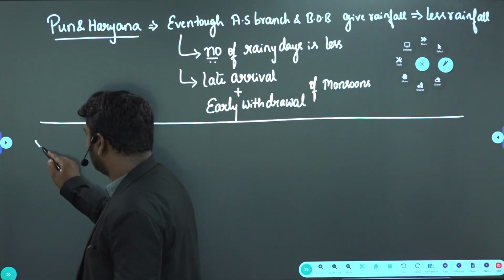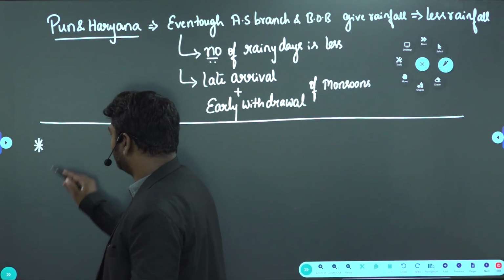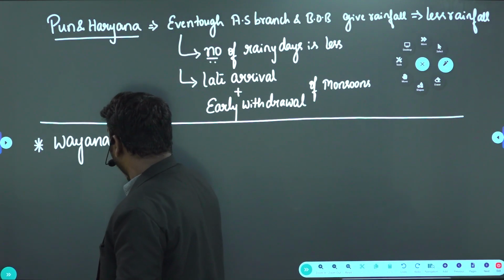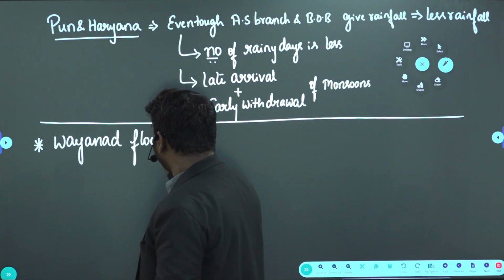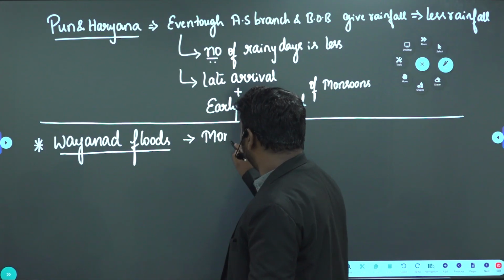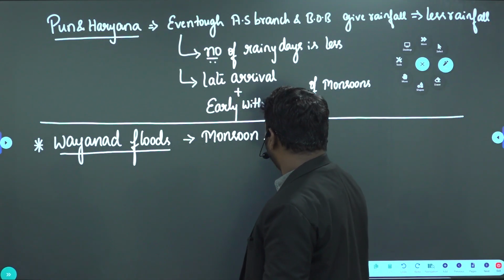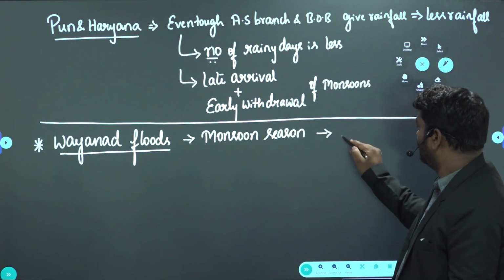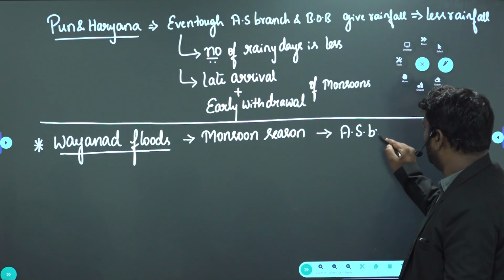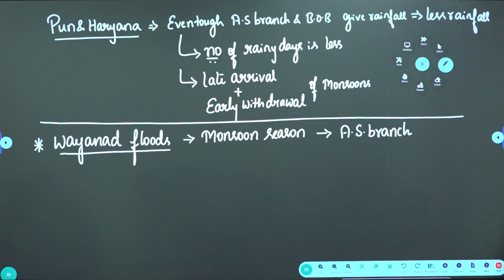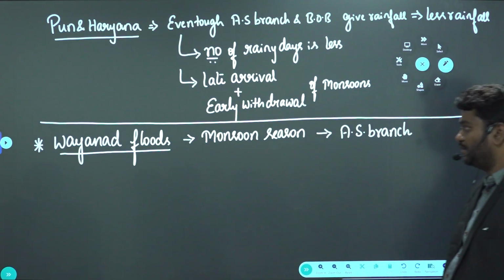Current affairs. Wayanad floods occurred during the monsoon season. The Arabian Sea branch is responsible. Wayanad floods are due to the Arabian Sea branch.